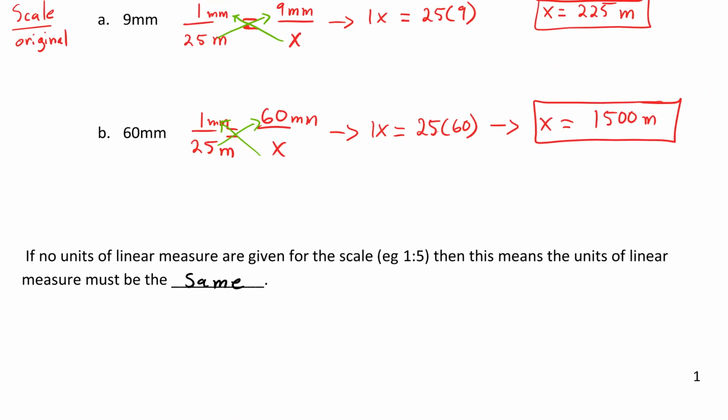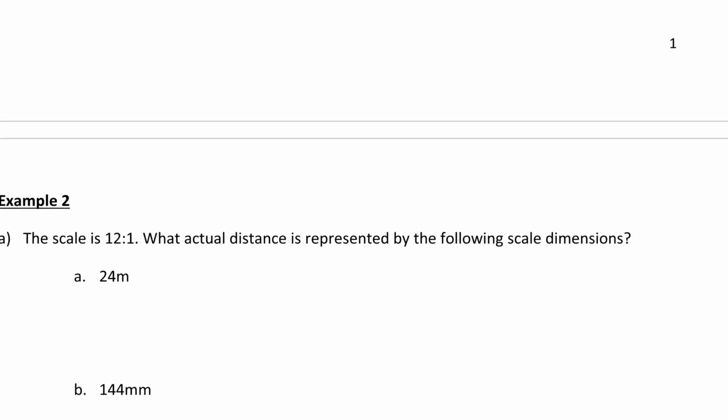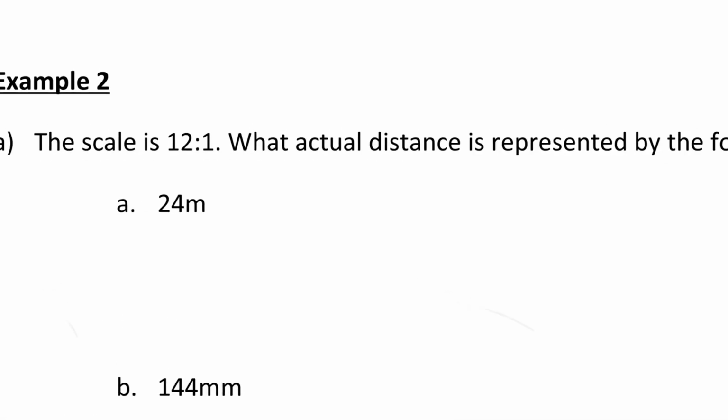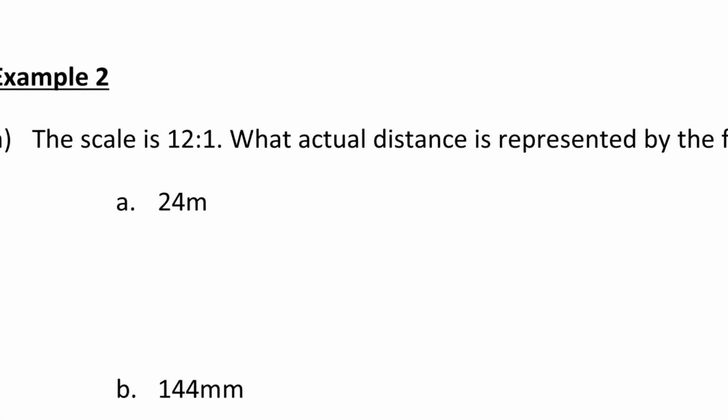Now, if no unit of linear measure is given for the scale, for example 1 to 5, then the units of linear measurement must be the same. So that's saying that if there's no unit included, then we're assuming that the unit is going to be the same as what you started with. So this one here, we have no unit given. So we have 12 to 1. The scale is 12 to 1.